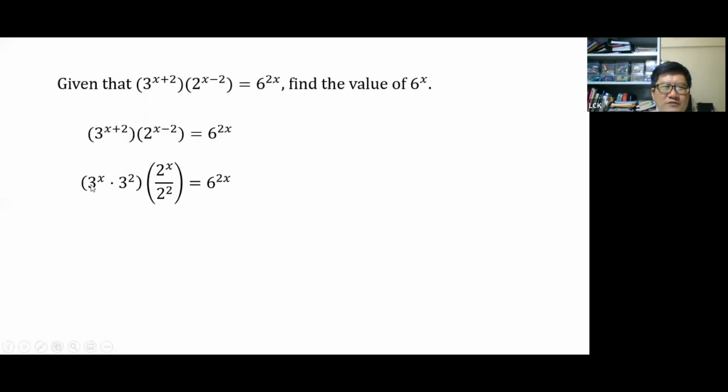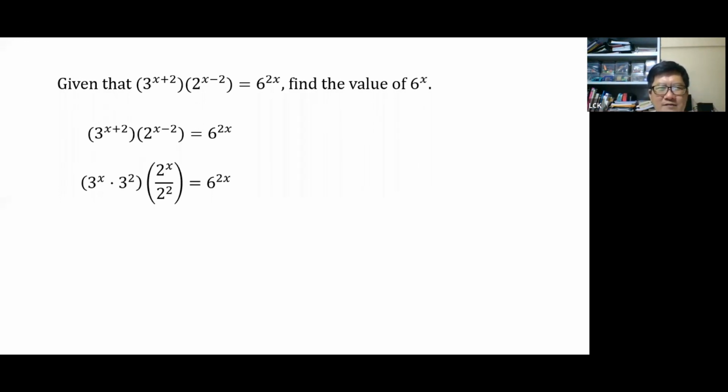So from this, you have 3 to the power of x times 3 to the power of 2. It's a multiplication. So 3 to the power of x times 3 to the power of 2, times, because it's a plus here, 2 to the power of x, divide. Why is it divide? Because it's a minus here, 2 to the power of 2. All right, and again, you see two types of terms. You've got to get used to it because it appears again and again and again. You've got to be able to see that there are two categories here.